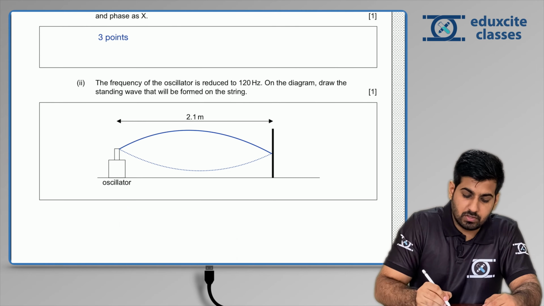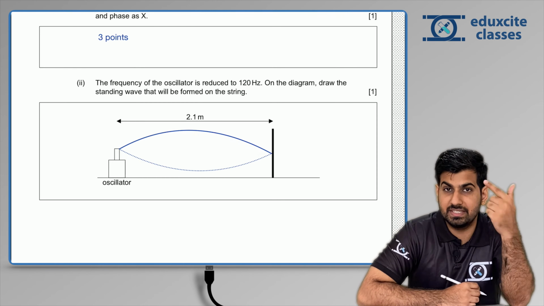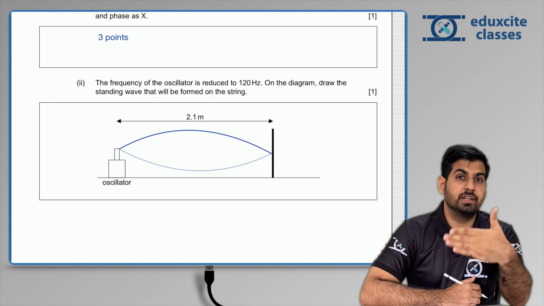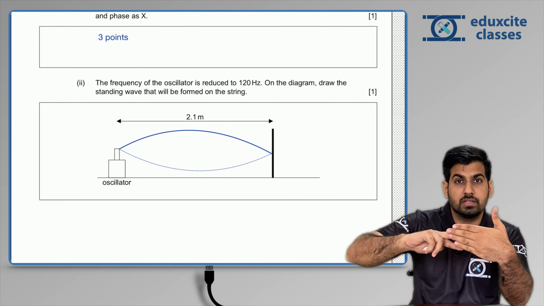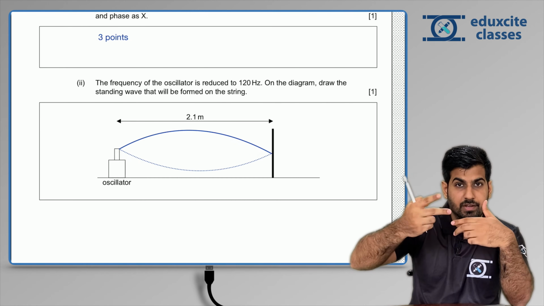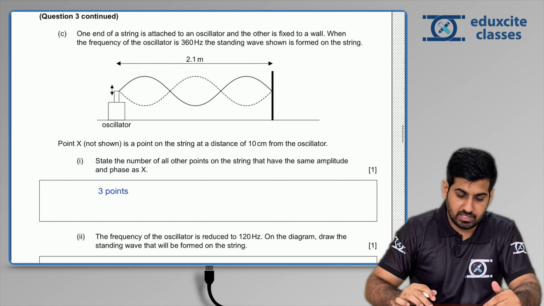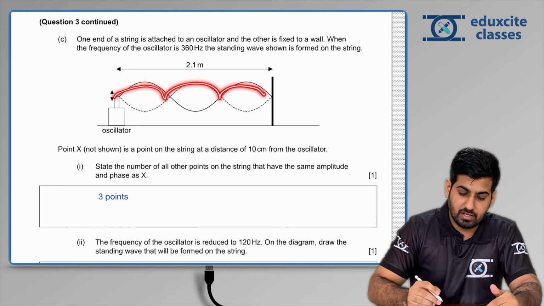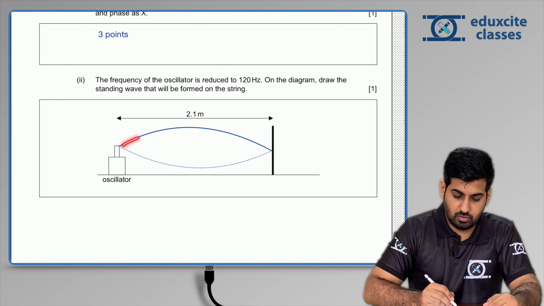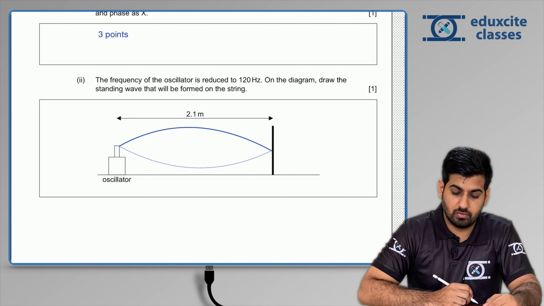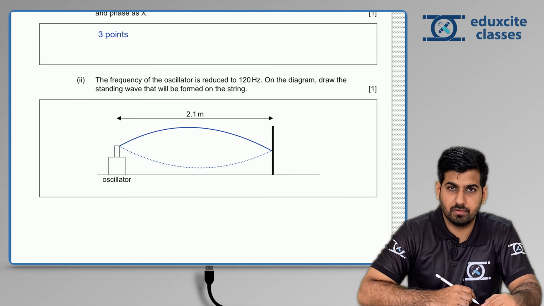The frequency of the oscillator is reduced to 120 Hz. The initial frequency was 360 Hz. Now it has been reduced to 120 Hz. It means that it comes to 1/3. So the wavelength will also increase by 3 times. So here 3 wavelengths are forming. Here it will be only 1, that is, this type of wavelength we have to draw. This is the dash, so this shows a standing wave. Okay.